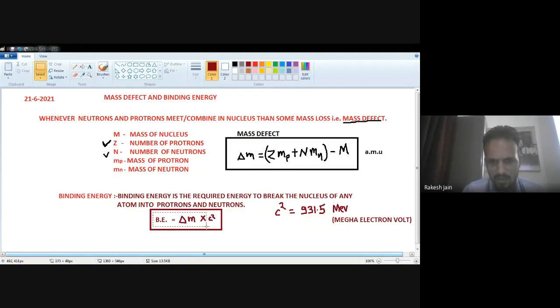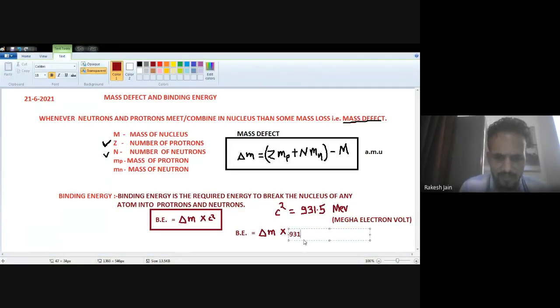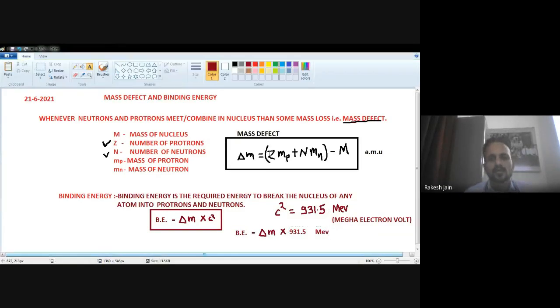is equal to del M multiplied by 931.5, and the total overall unit for this binding energy will be mega electron volt. This is the standard formula to calculate the binding energy in any numerical.